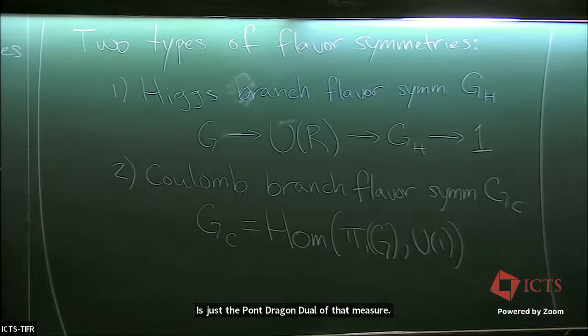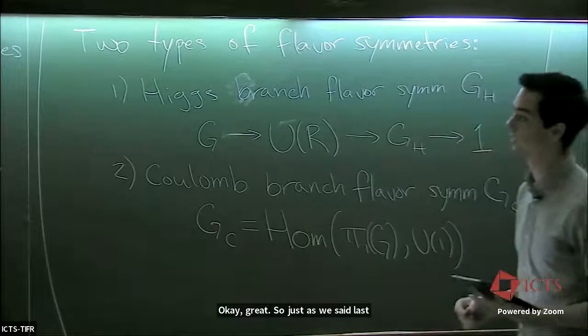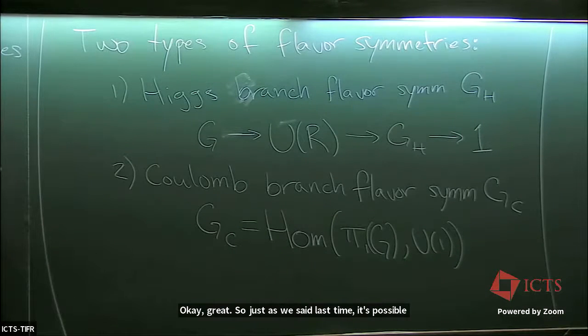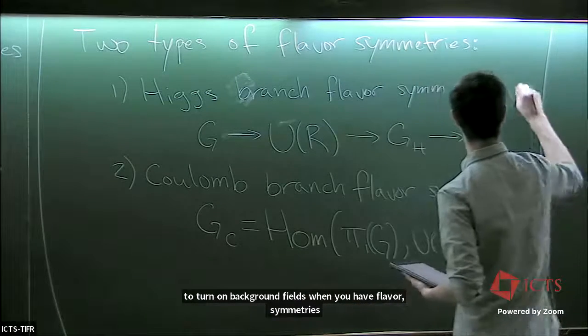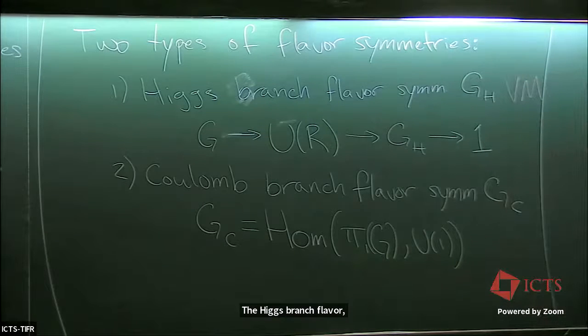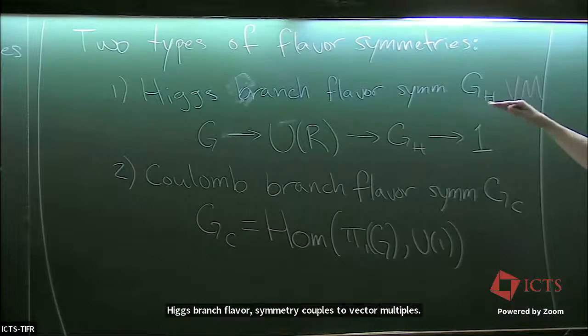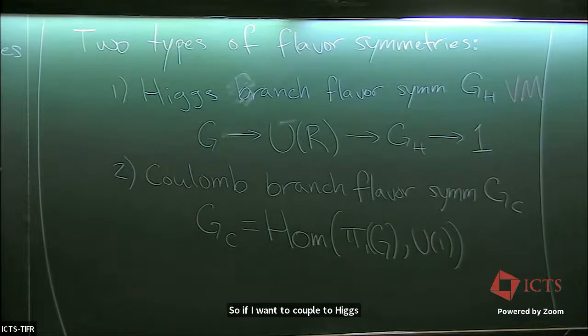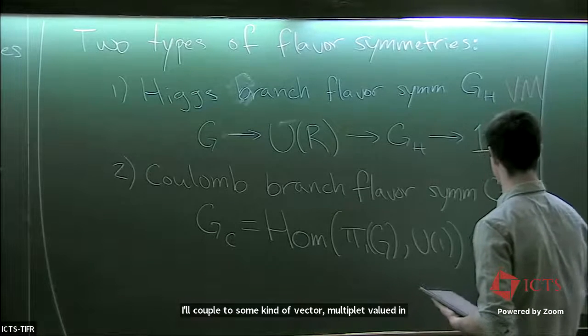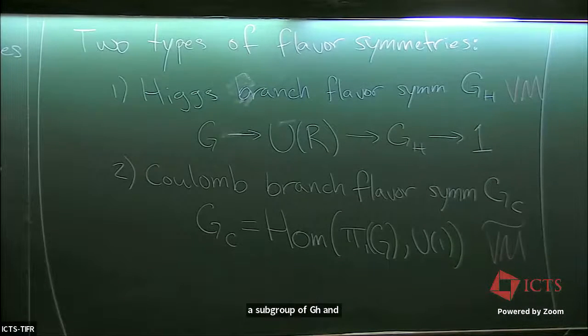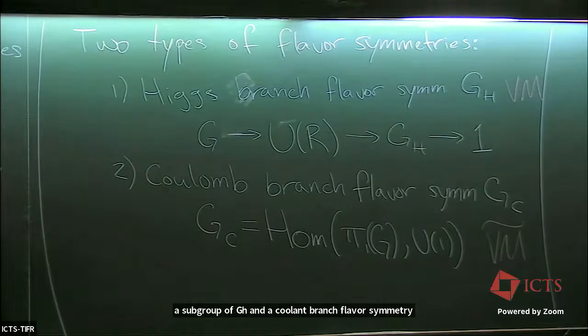Okay, great. So just as we said last time, it's possible to turn on background fields when you have flavor symmetries. The Higgs branch flavor symmetry couples to vector multiplets. So if I want to couple to a Higgs branch flavor symmetry, I'll couple to some kind of vector multiplet valued in a subgroup of G_H. And a Coulomb branch flavor symmetry is coupled to a twisted vector multiplet. So this is where those twisted versions come in.